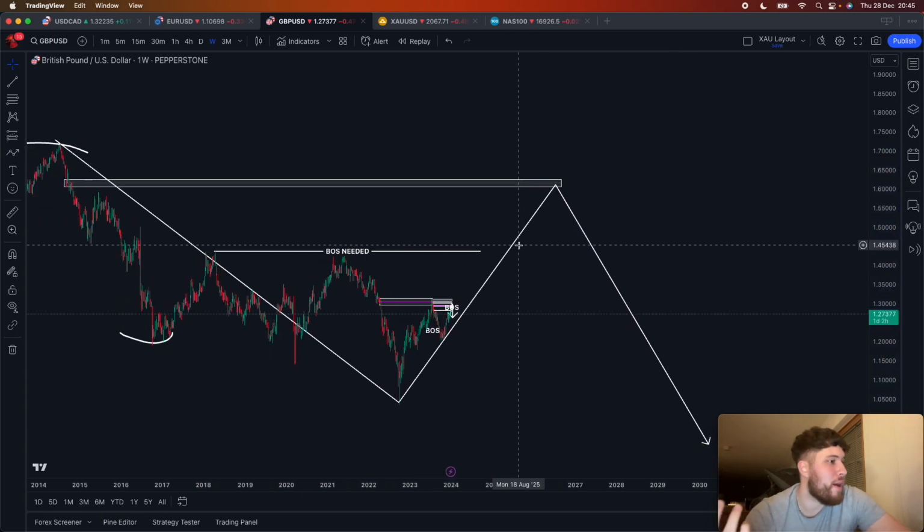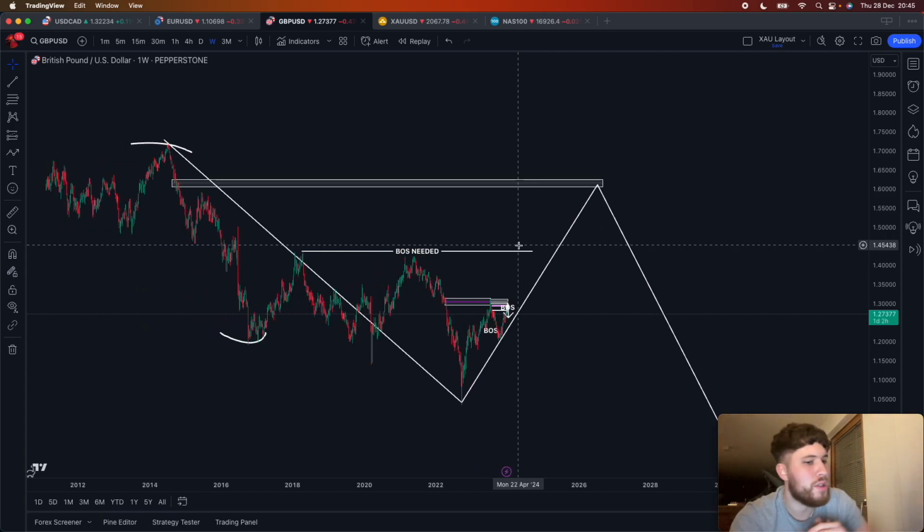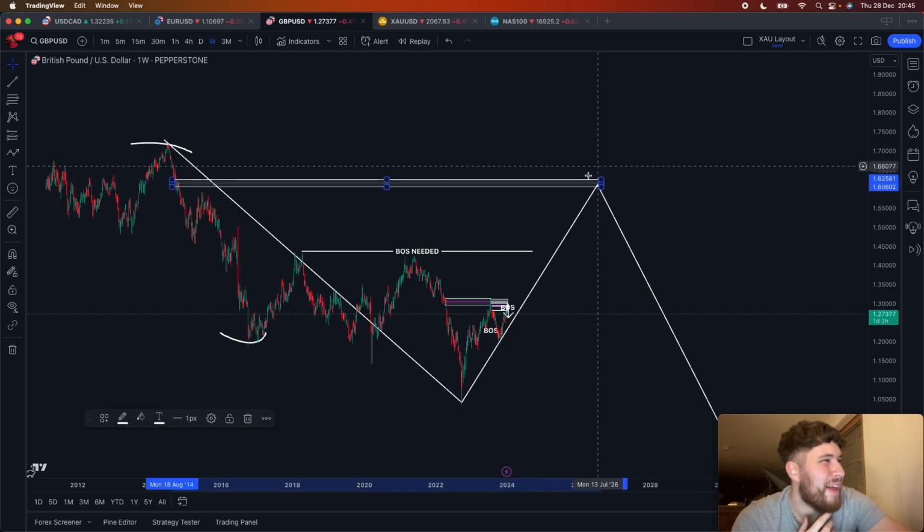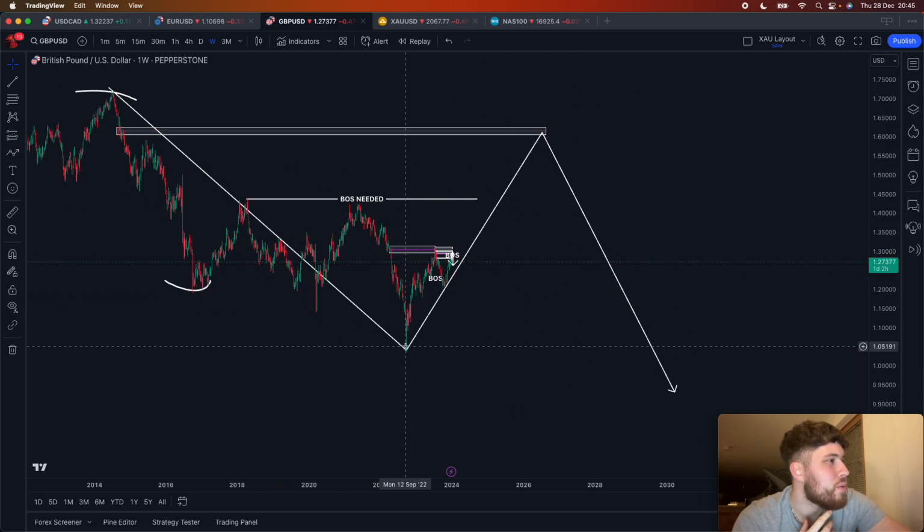Now I do believe this is a bearish market and it's going to continue to trade us bearish. However, we may see that price trades us up and into this area here to set that lower high before setting a new lower low.